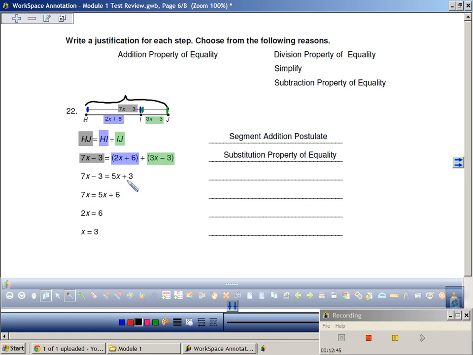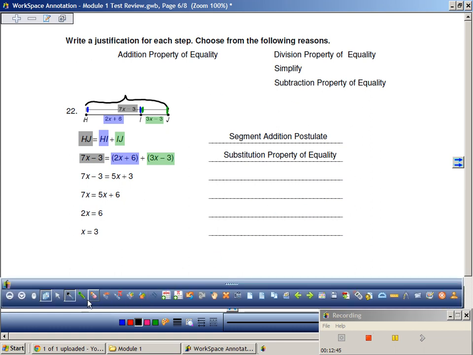You had to add them together, but addition property of equality doesn't mean add together. Addition property of equality means add to each side of the equation. Equality, add equally to both sides. Did we add equally to both sides? No, we did not. So what? We had to simplify.